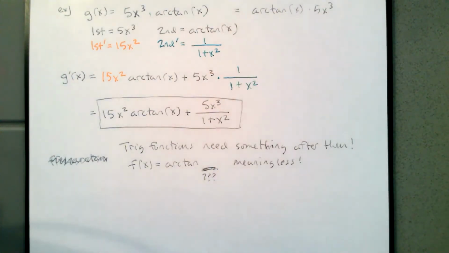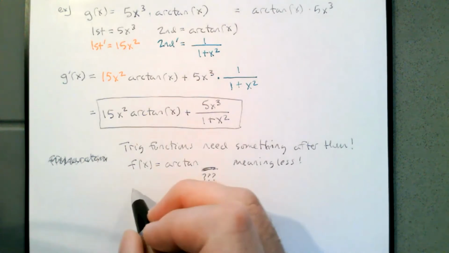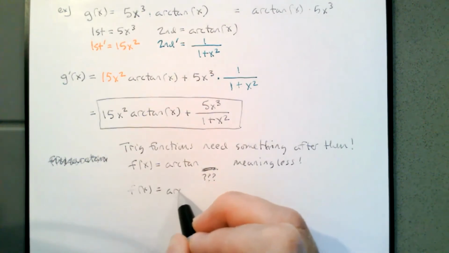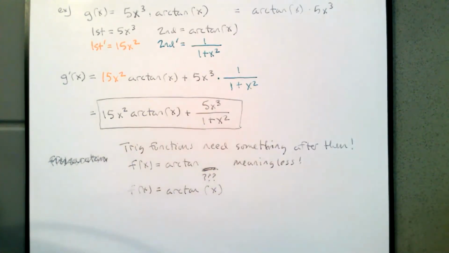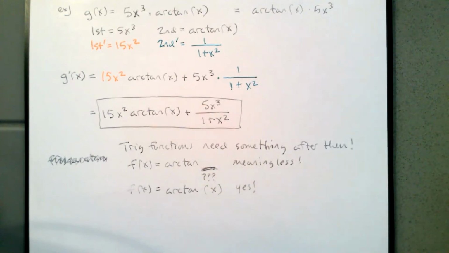So trig functions need something after them. Writing f of x equals arctangent with nothing afterwards is meaningless. But if we write f of x equals arctangent of x, that's what we want to see. There needs to be something after your trig function.